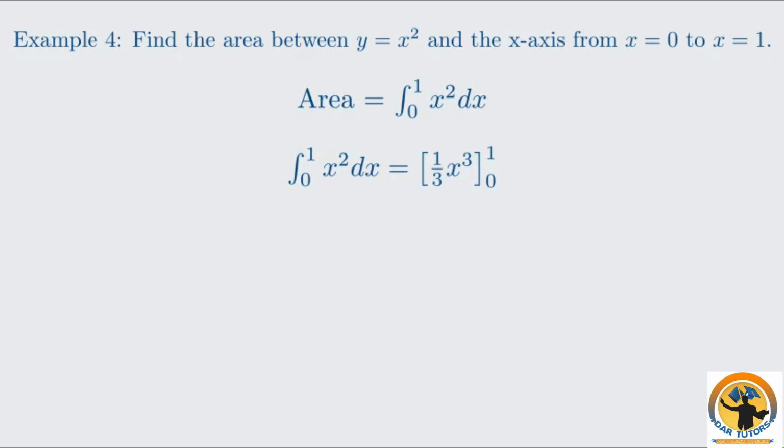Now we apply the theorem, F of b minus F of a. This is 1/3 times 1 cubed minus 1/3 times 0 cubed, which equals 1/3. The area is 1/3 square unit.